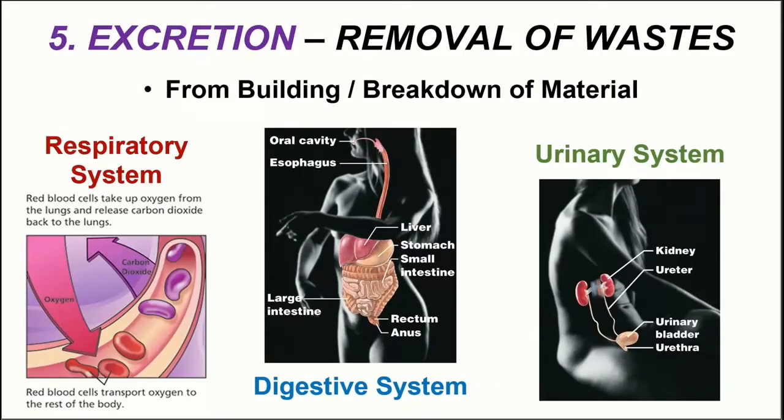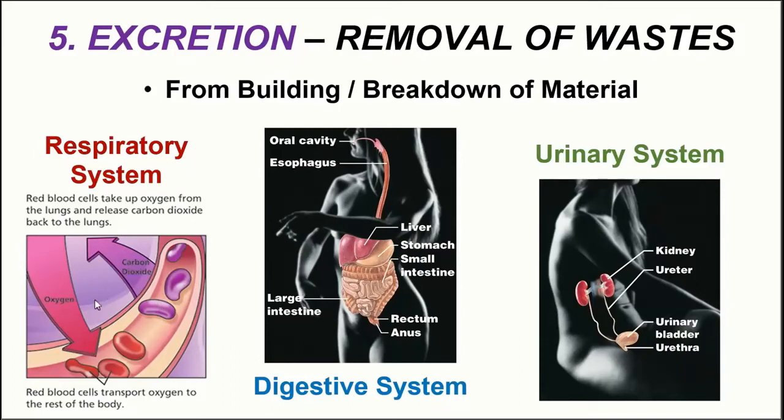So when our body builds or breaks down substances, it's never a 100% efficient process. There are always waste products that are produced, and these waste products must be removed or excreted from the body. So we have excretion here, removal of wastes.